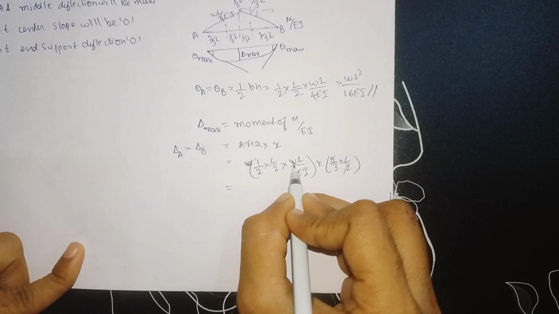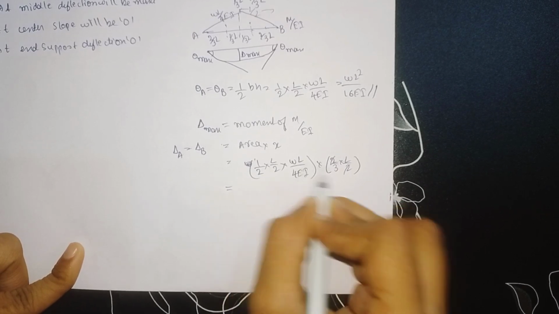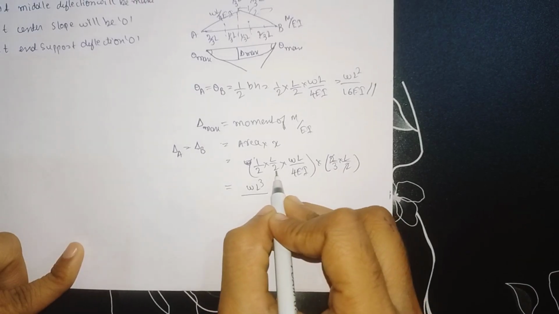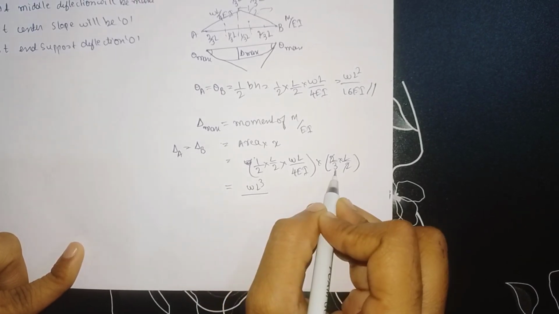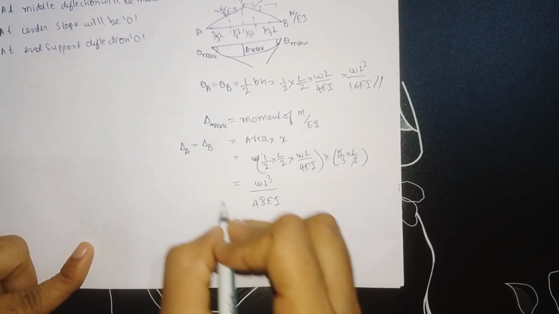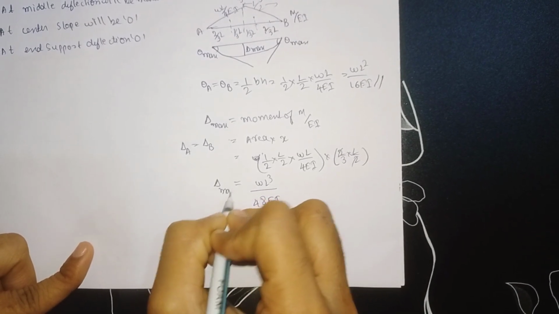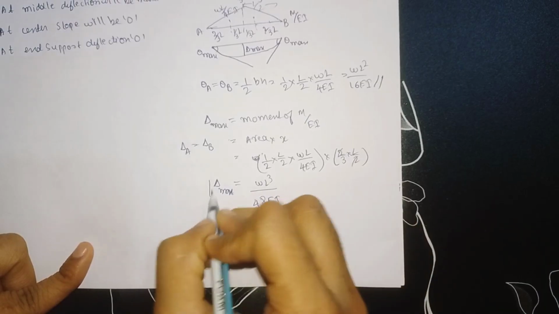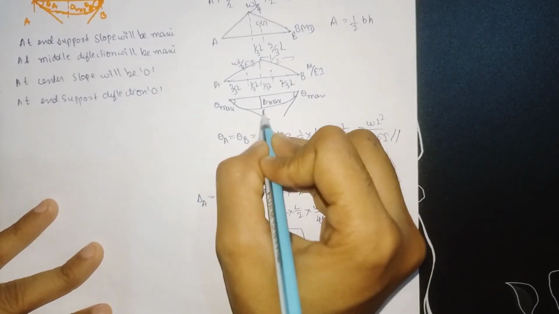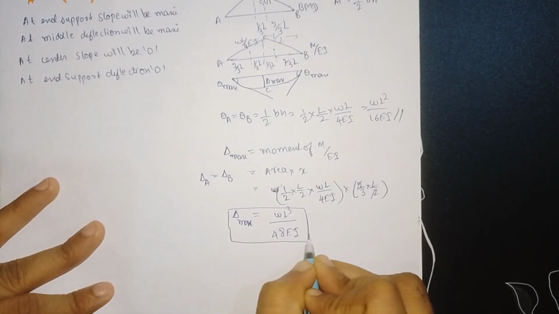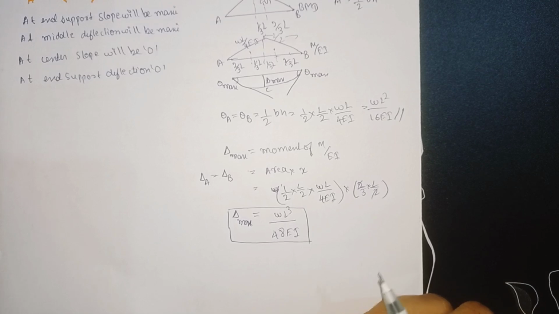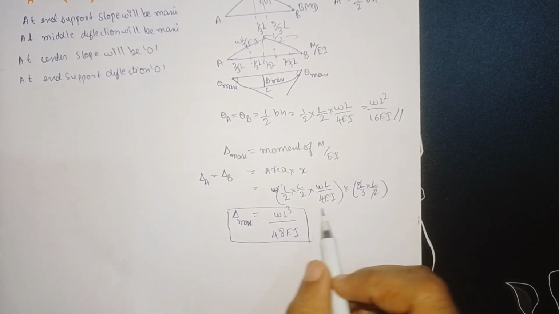Now solve it. W into L, and another L. W L cubed divided by 2 into 2 is 4, 4 into 4 is 16, 16 into 3 is 48. So WL cubed divided by 48 EI. This is the maximum deflection at point C. So call it point C. This is how we need to find the deflection.